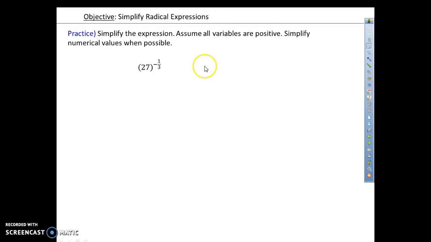Here we have more practice, so please pause the video and try this one. You can do this on whiteboards or on separate binder paper if you wish. Okay, hopefully you've tried this. And after distributing the negative 1/3, we take the reciprocal, we change the negative to a positive, and we take the cubic root, we get 1 over 3.